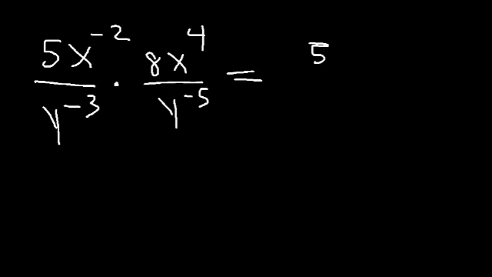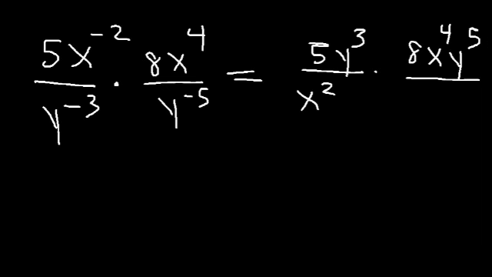So x to the negative 2, we can move it to the bottom. It's going to become x squared. Now the y, we can move it to the top. And the same is true for the y to the negative 5. If we move it to the top, it's going to be y to the positive 5. So now let's multiply across.